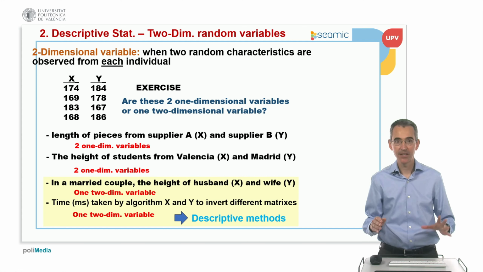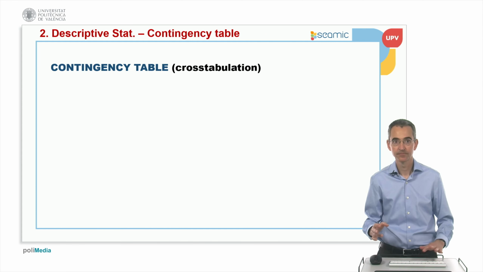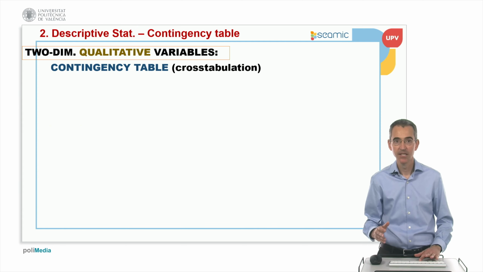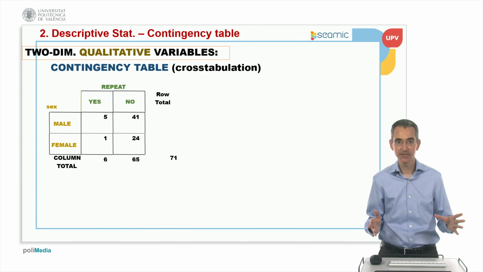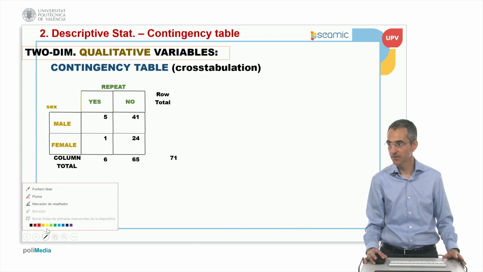Okay, so now this unit will explain how to apply descriptive methods to extract information, in this case, of one two-dimensional variable. We can apply a contingency table, which is also called cross-tabulation. This is for the case of two-dimensional qualitative variables. And this is an example. Imagine that I have a class with 71 students, and I have the information of those who have repeated and those who have not repeated the subject.